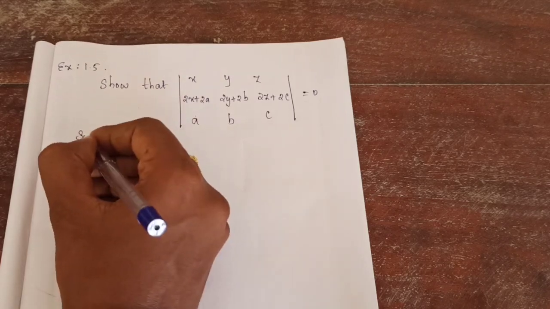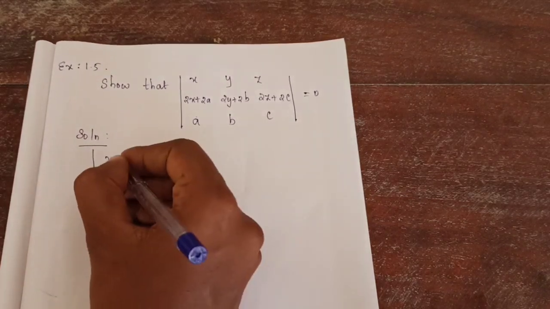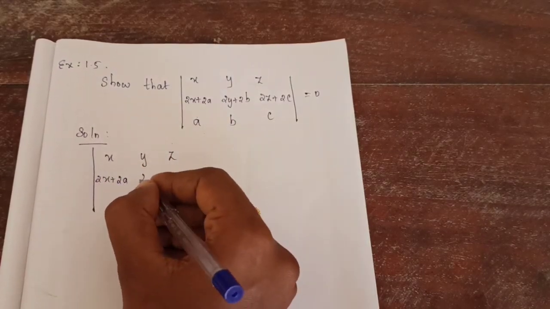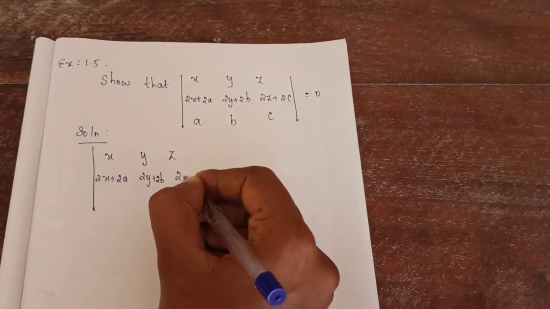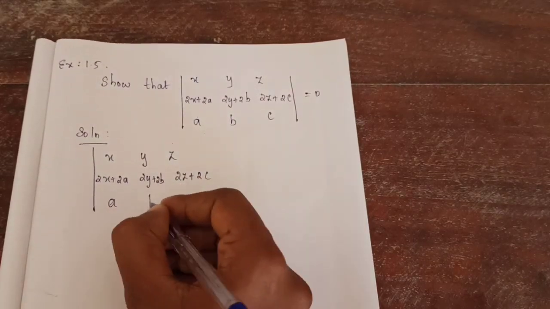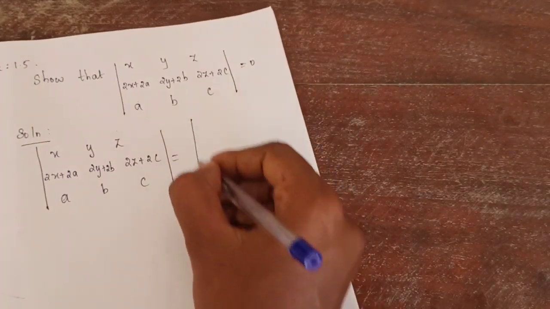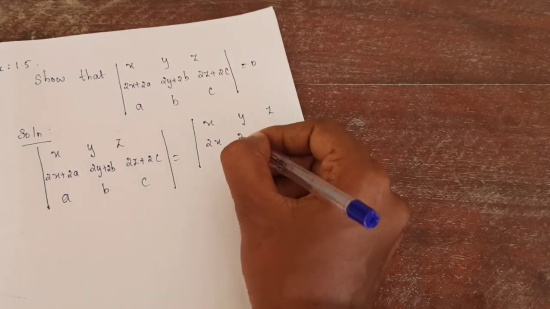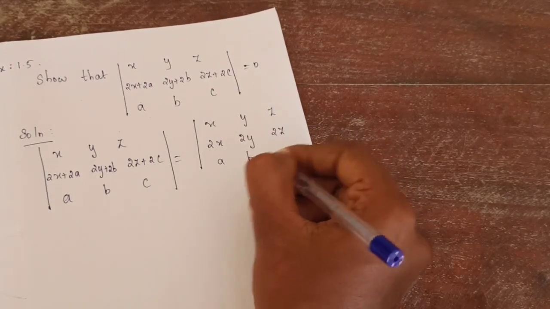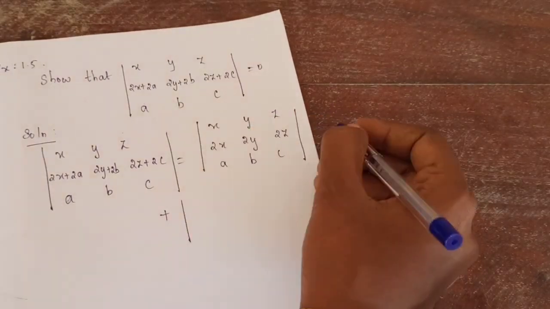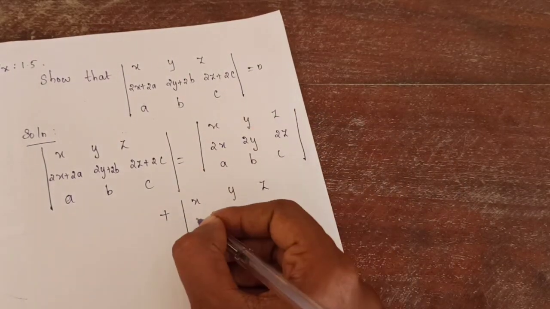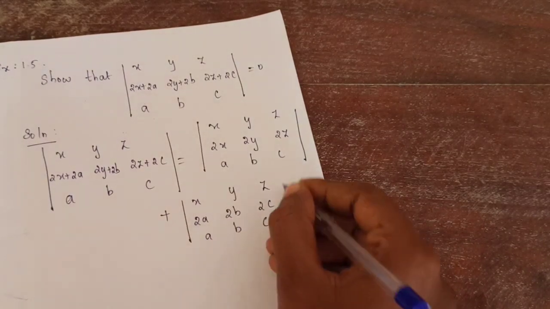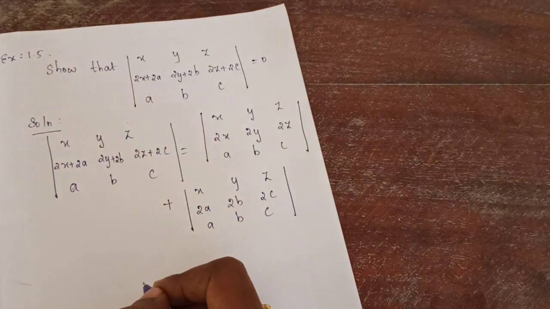Okay. So how? The solution. I am writing this determinant: x, y, z; 2x plus 2a, 2y plus 2b, 2z plus 2c; a, b, c. So the first and last rows stay as they are: x, y, z. The second row I can split, is it right? 2x, 2y, 2z, with a, b, c, plus, you need to write it on the same line, okay? x, y, z. The second row is 2a, 2b, 2c, then a, b, c. Okay? Correct?